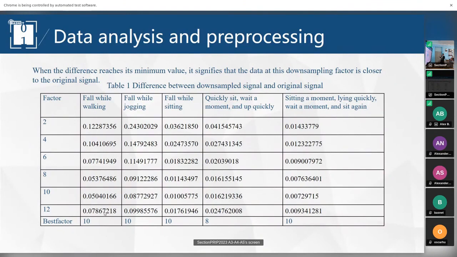We compare the data before and after downsampling. For different downsampling factors, the minimum value shows that the data is very close to the original signal. At best, the factor is 10. So I choose a downsampling factor of 10 in our study.